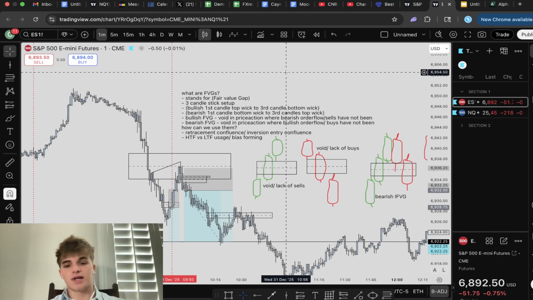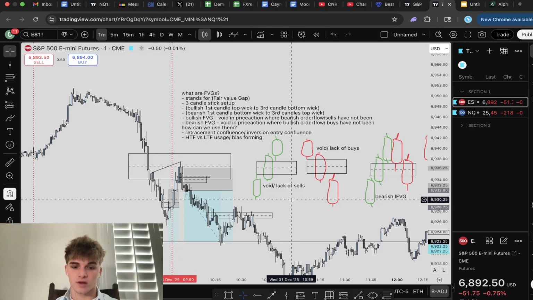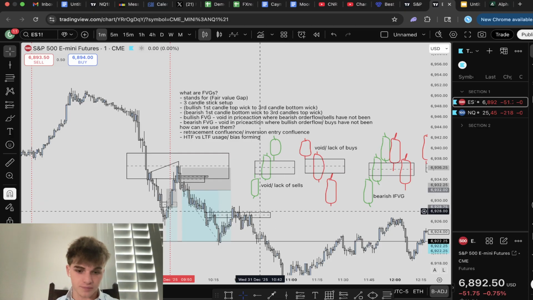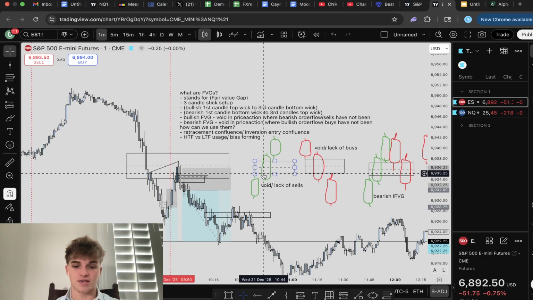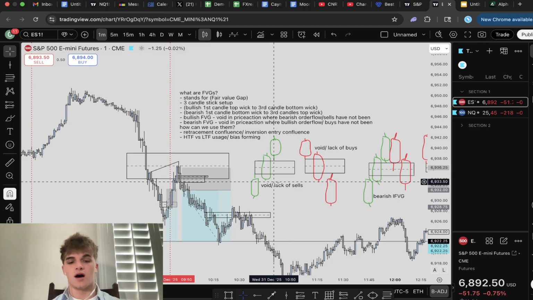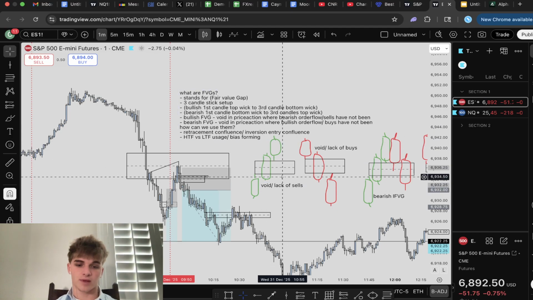It is a three candlestick setup pattern, whatever you want to call it. For a bullish example, it is the first candle's top wick to the third candle's bottom wick. First candle, second candle, third candle. Boom. In this whole area, it's a void, a lack of sells. Sells are not being pushed down into this gap. We are just bullish, bullish, bullish.